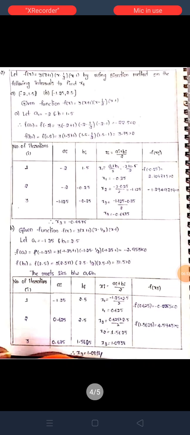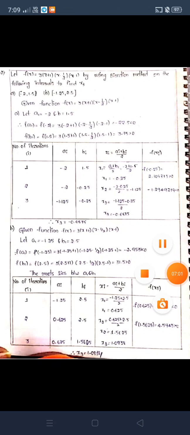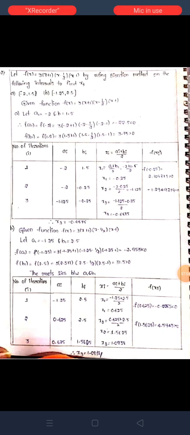Next problem. Let f of x is equal to 3 into x plus 1 into x minus 1 by 2 into x minus 1, using bisection method on the following intervals to find x3. A, the closed interval minus 2 comma 1.5. B, the closed interval minus 1.25 comma 2.5.